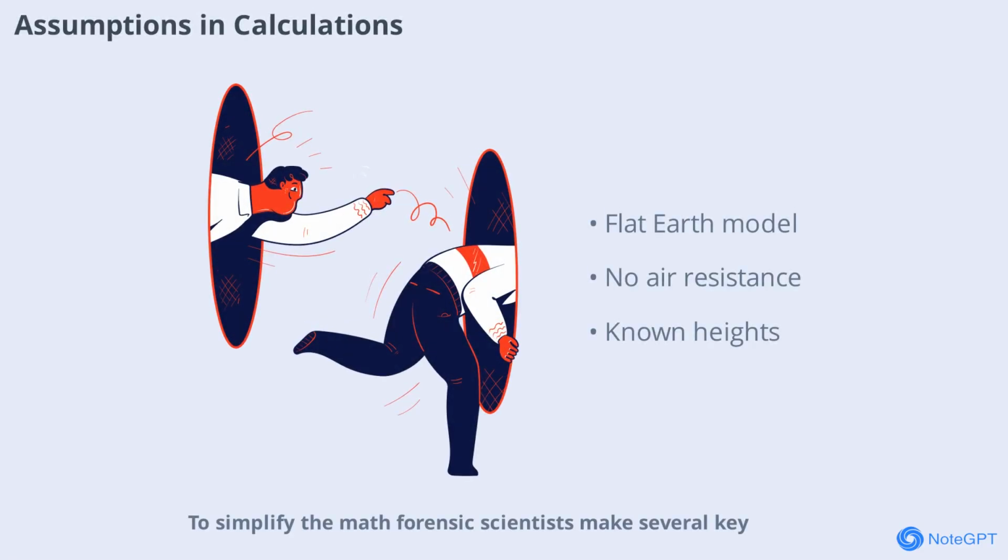Forensic scientists make several key assumptions when applying projectile motion equations. They assume a flat Earth with constant gravity, ignore air resistance, and consider the effects of rotation or spin to be negligible. Additionally, they work with known launch and landing heights. These assumptions allow for straightforward calculations, but experts are always aware of their limitations and adjust their conclusions accordingly.